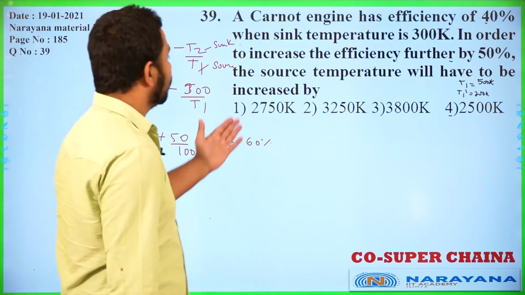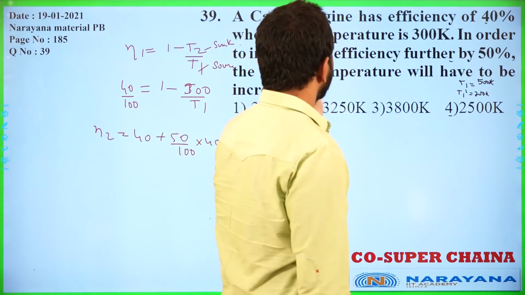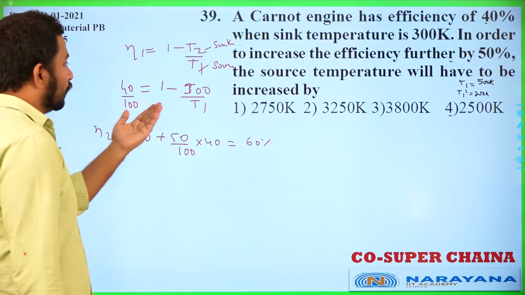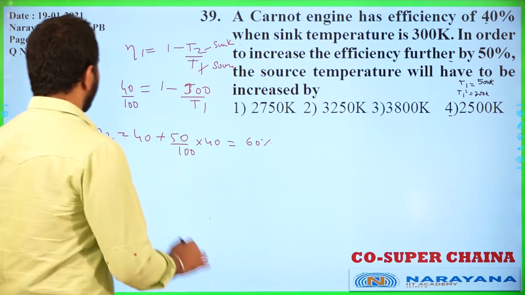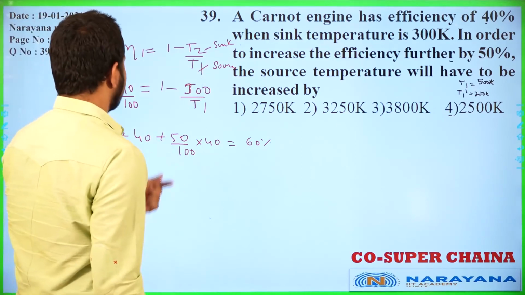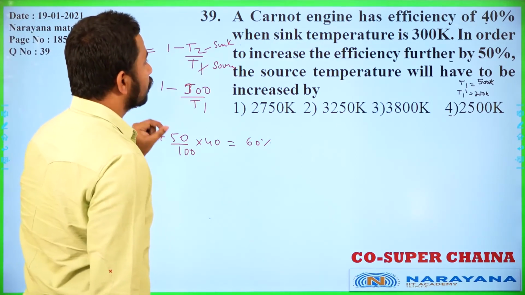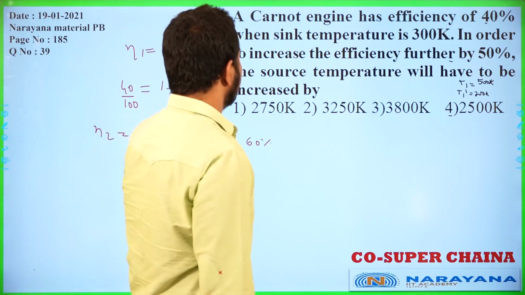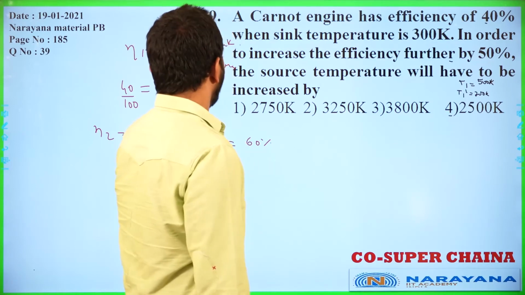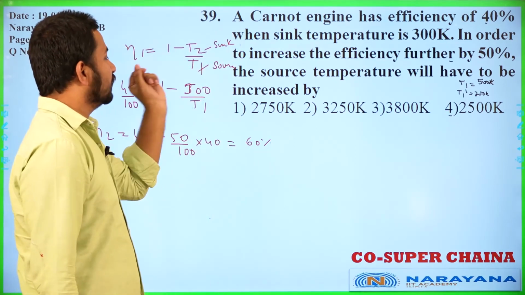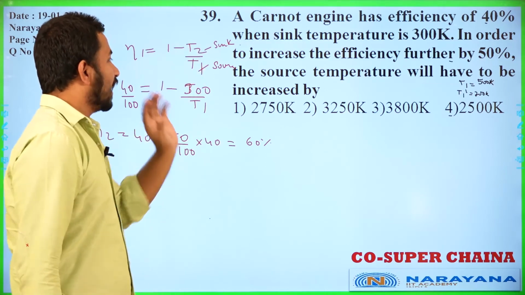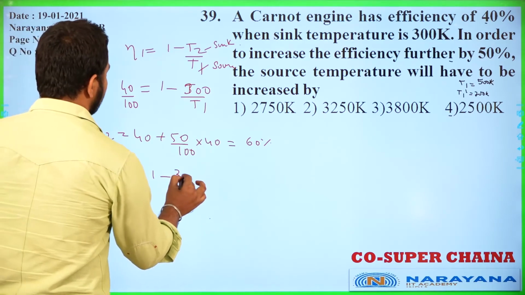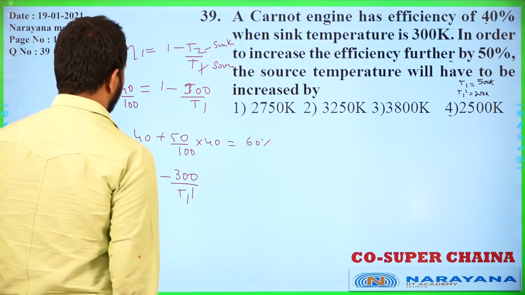So the source temperature will have to increase by how much amount? You have to increase the source temperature, so you have to find the source temperature, that is T1, you have to calculate here. T2 will keep as it is. We have to calculate here the source temperature T1. So 60 by 100 is equal to 1 minus 300 by this T1 dash, which we can calculate.